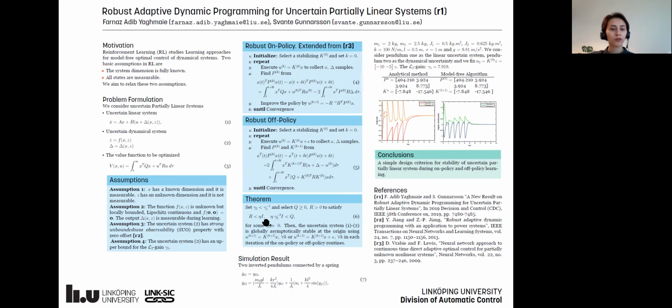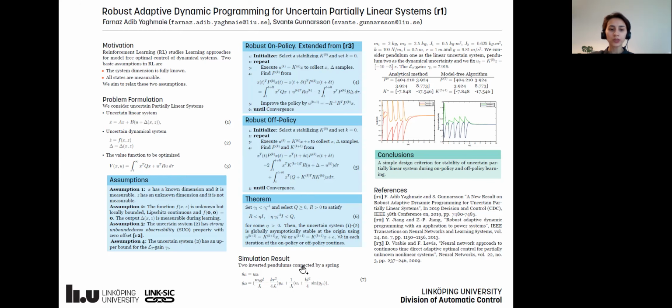In the theorem, we give a simple sufficient condition, which is actually a design criterion for the quadratic weighting matrices Q and R, such that the stability of the total system during the learning procedure is guaranteed. This is a simple design criterion, and we can satisfy it easily.